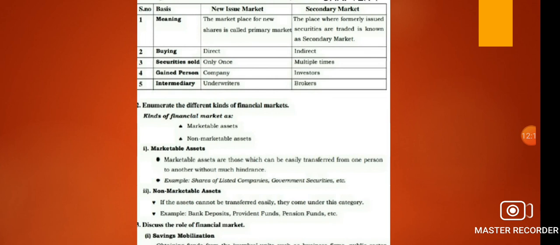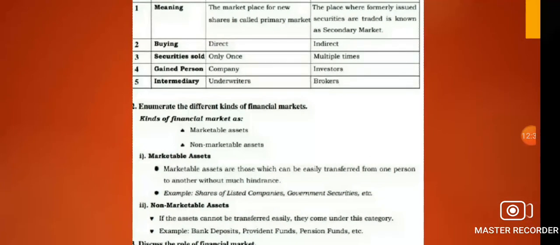Then buying: in the case of new issue market, directly buying, but secondary market, indirect. The third one, securities sold. In the case of new issue market, only once, but secondary market, multiple times. Then gain person. Who is the gain person of new issue market? Company is the gain person in the new issue market, but investors are the gain person of the secondary market.